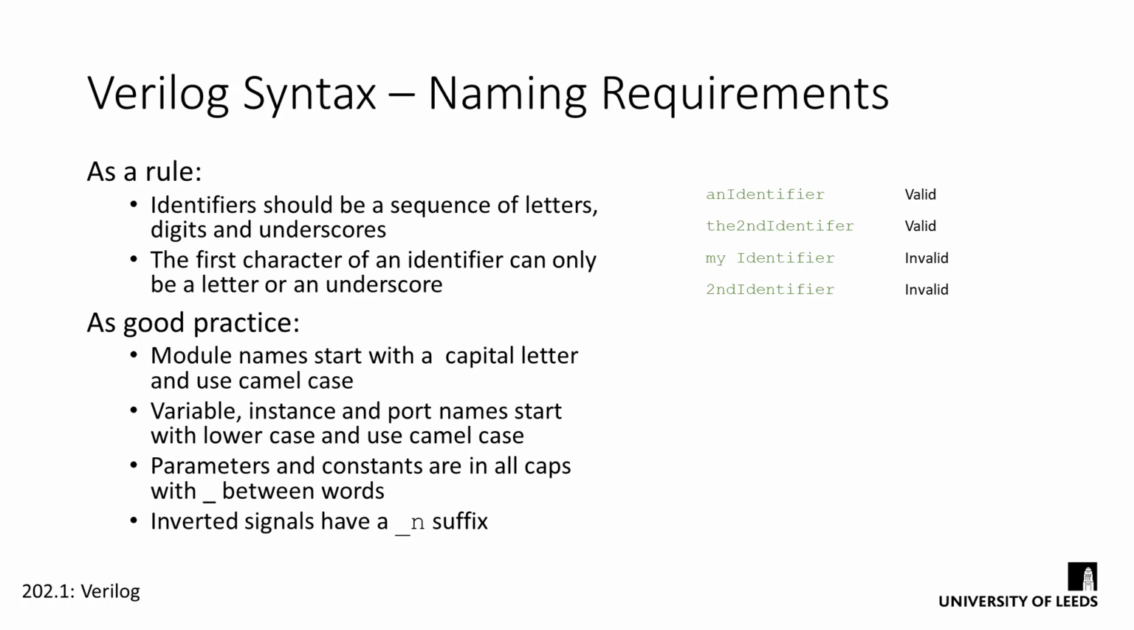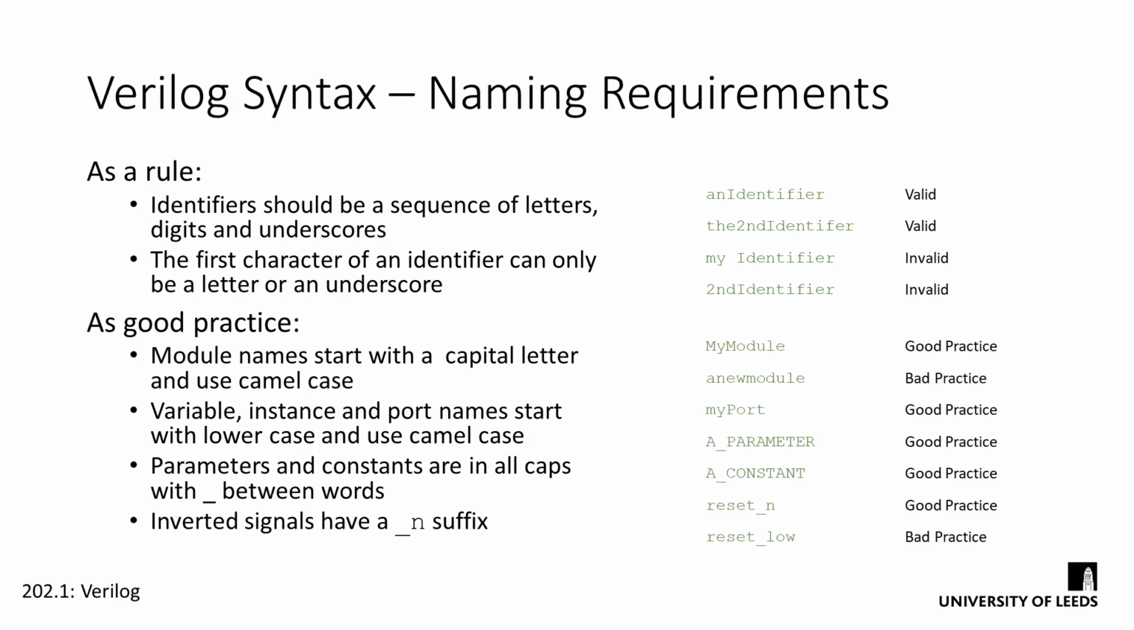Along with the explicit rules, there are also some good practices which you're expected to follow. Module names should start with a capital letter and use camel case, so each word in the name is capitalized. Variable, instance and port names should start with lowercase and use camel case. Parameters and constants are all in capitals, with words separated by an underscore. And finally, when dealing with inverted signals, their identifiers should end in _n, so it can be easily spotted when viewing your design.